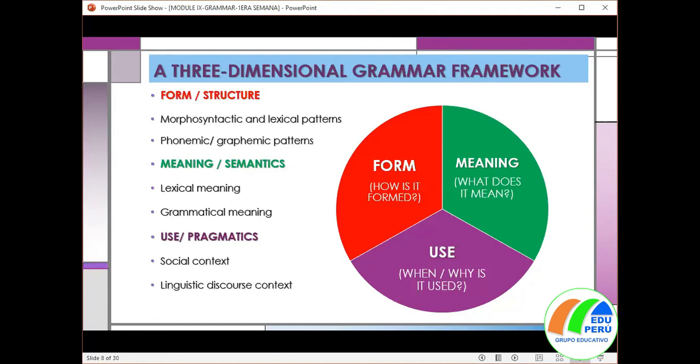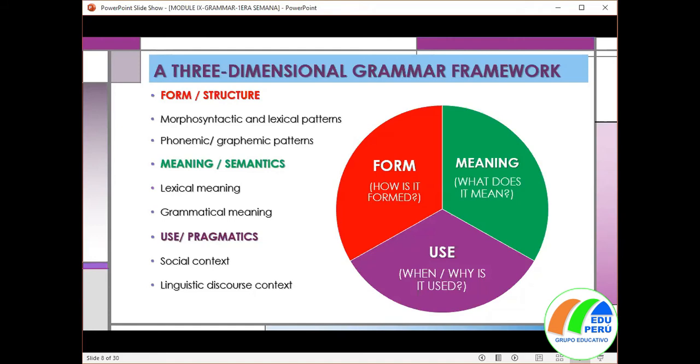For example, we refer this to the register. Remember when we talk about the register? Register is how formal or informal the structure of the language is, right? Why? Because of the social context and also the linguistic discourse context. When we talk about writing, for example, you use different patterns, different structures when you write a business letter or when you write a letter to your friend. So you are going to use different structures, different patterns.